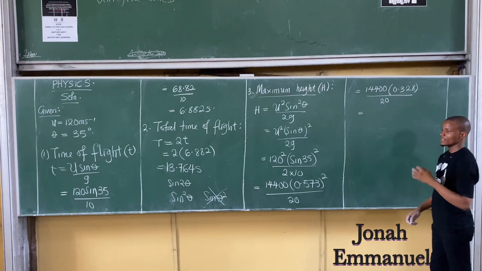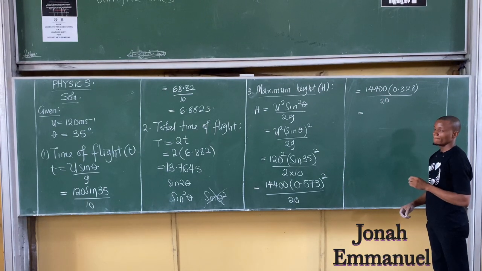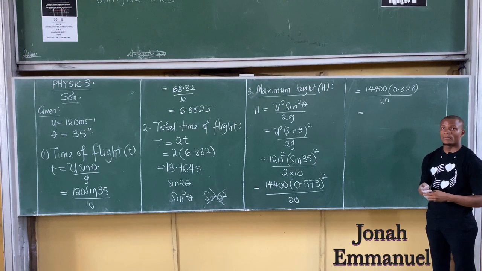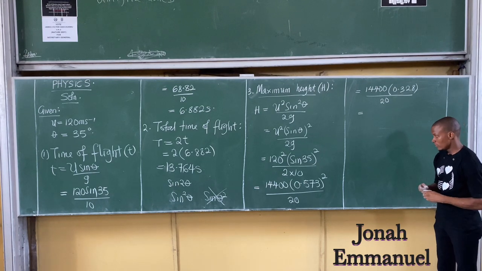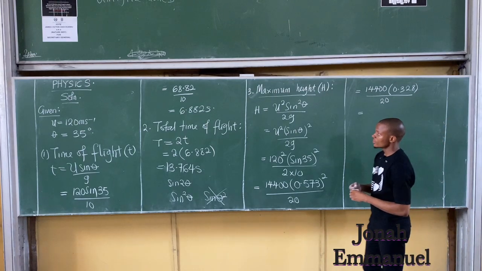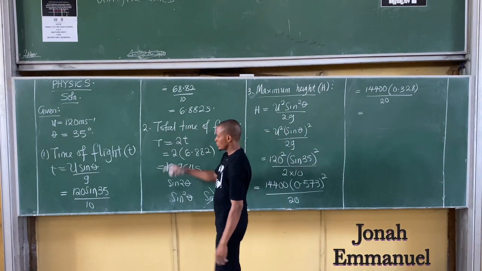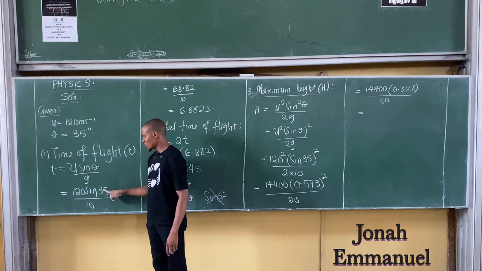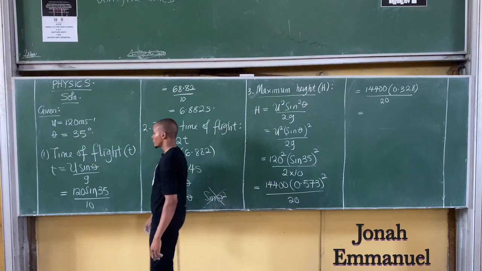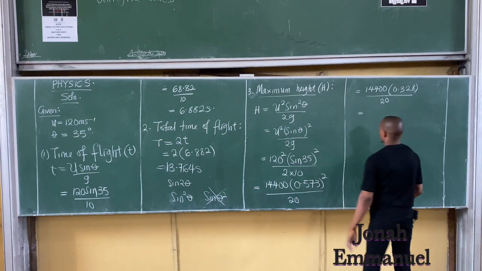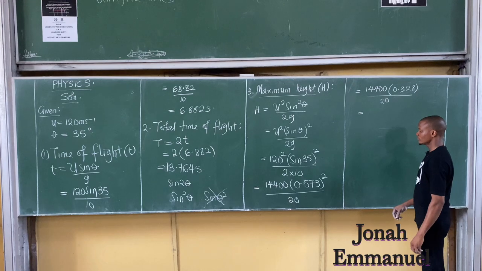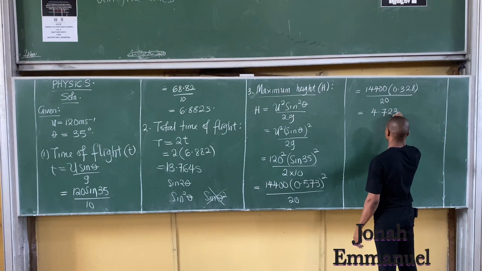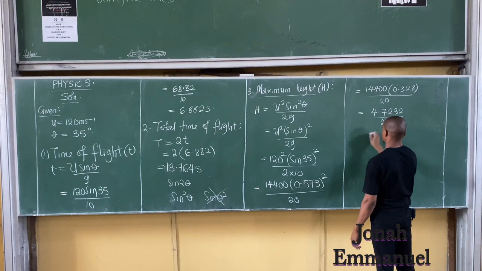Multiply numerator, what do you get? 8.82? No. This was 120 sine this. So this value I still multiply by 120. All over 20. Please give me back here.